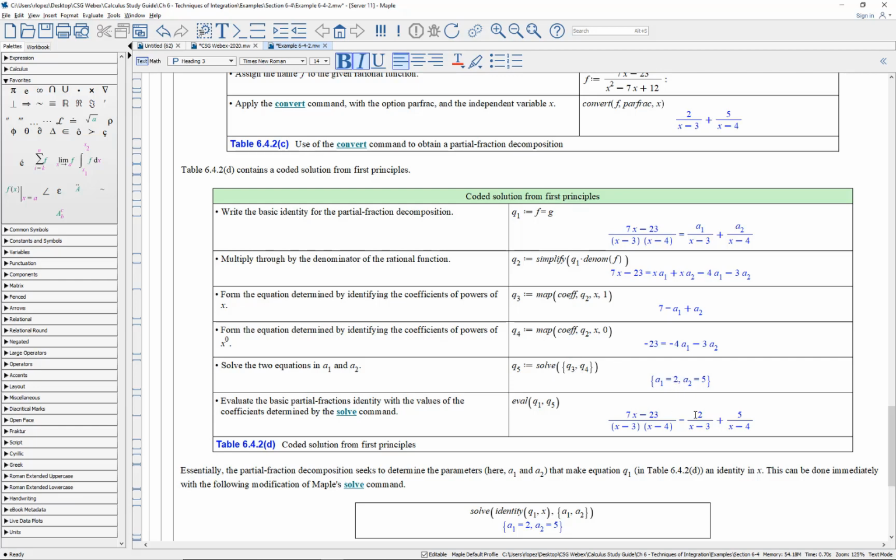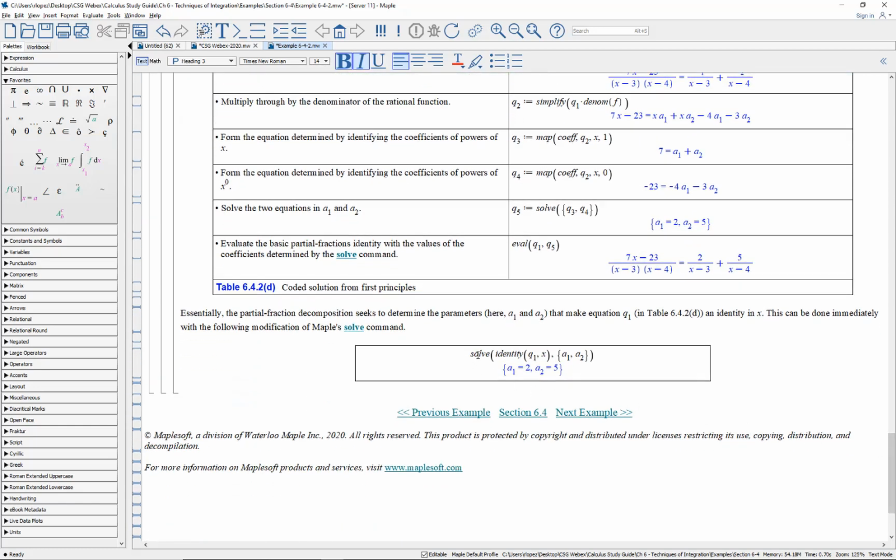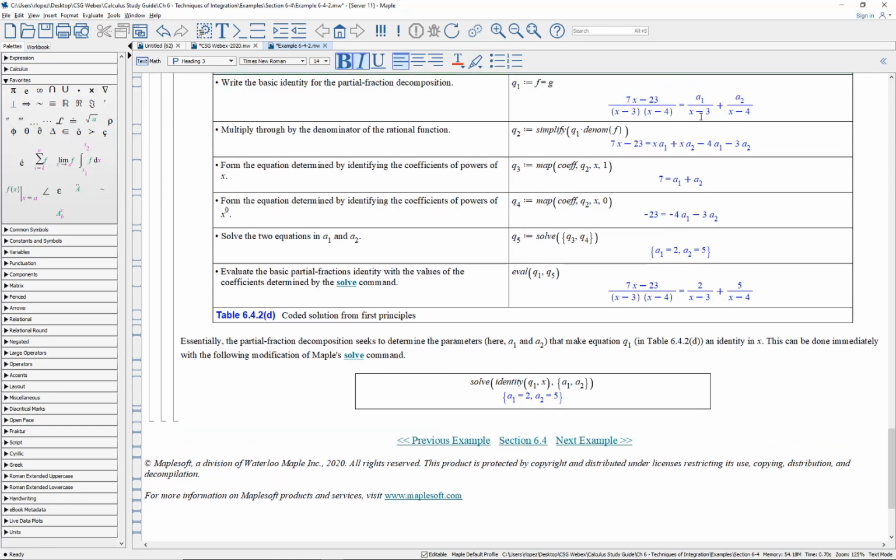Use the solve command. Then you evaluate Q1, which is this equation, using the information in Q5, and you get the decomposition. Or you can use solve identity. This is the approach where you are solving this as an identity in x, that's what that x there stands for, and you're solving for a1 and a2, and it returns the two numbers 2 and 5.